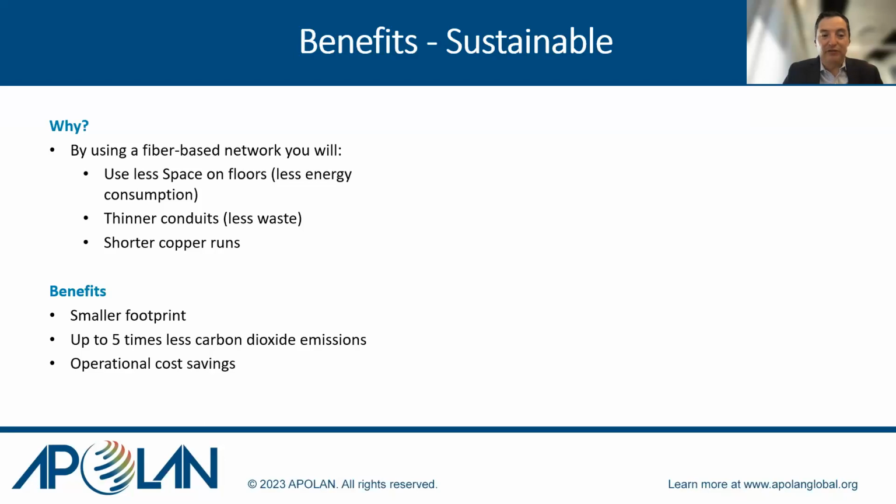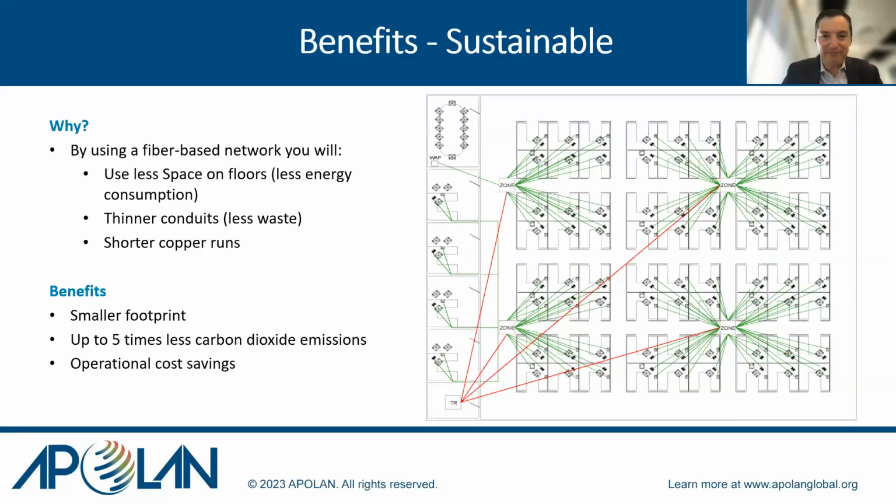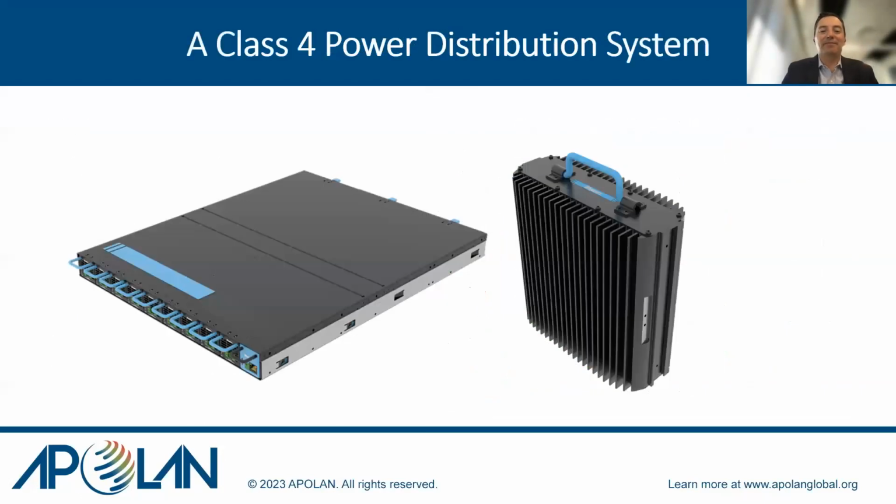You will have a smaller footprint. When you use a fiber-based infrastructure, you have up to 5 times less carbon dioxide emissions because of the lesser use of equipment, and obviously you will have operational cost savings. And this is all for the fiber portion. Let's talk then about the new ways. Next. Yes, thank you. And next one.